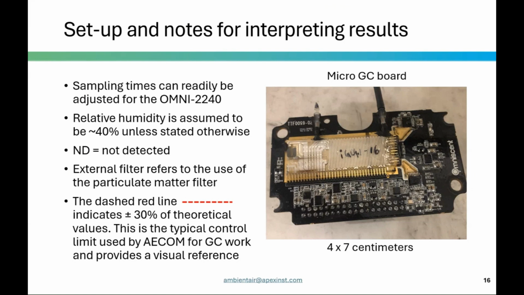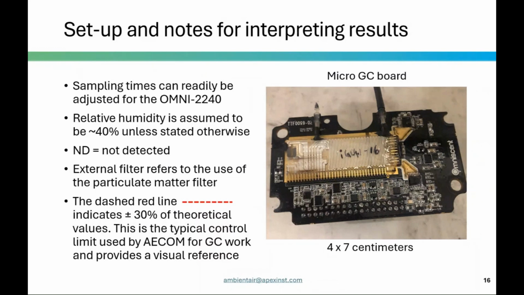Some other notes to keep in mind. A reminder that sampling times can be readily adjusted for the Omni 2240 unit. That's done by interacting with the cloud interface. The relative humidity in the laboratory is assumed to be about 40% unless stated otherwise. The use of ND throughout these slides means not detected. There are a couple of instances on the slides where an external filter is mentioned. This refers to actually using the particulate matter filter.